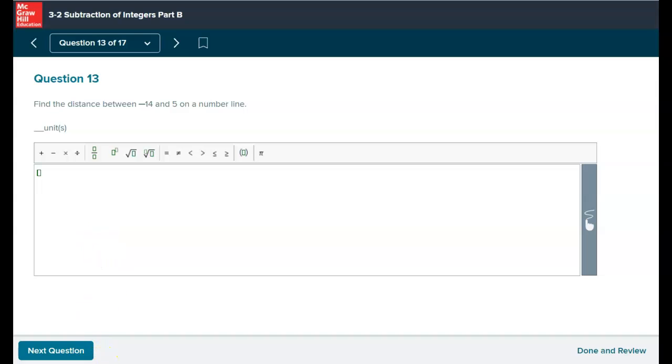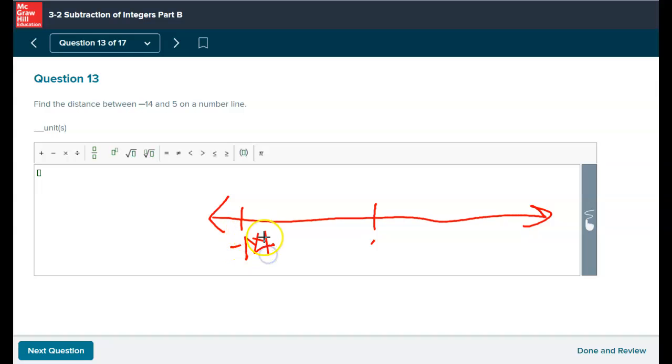Same thing you're going to do here. You could do like a mental number line. We have negative 14 over here. Negative 14. And then over here you would have like 5. Well, this is a distance of 14 from here to here.